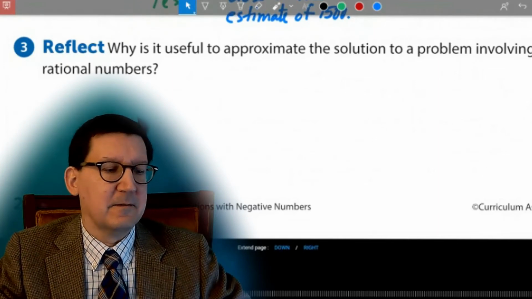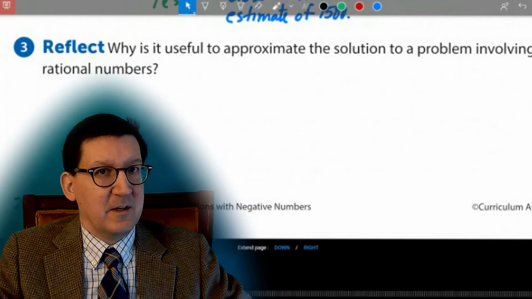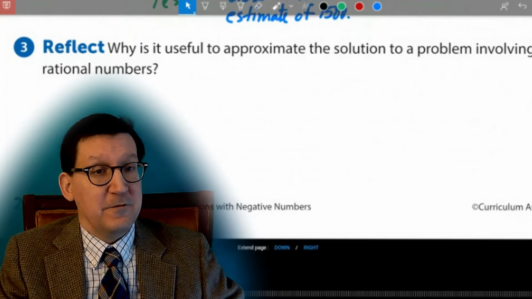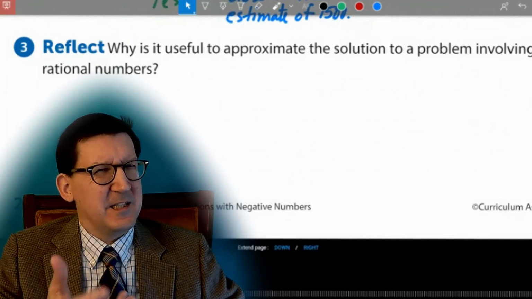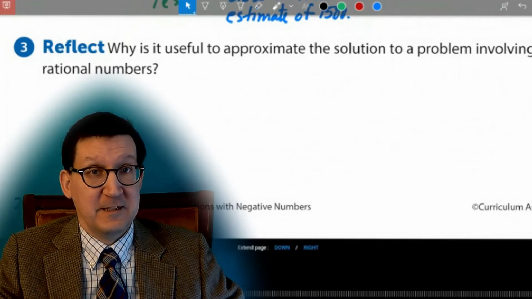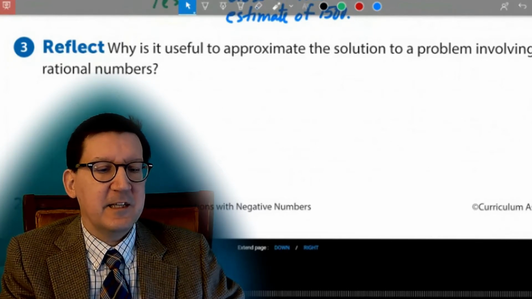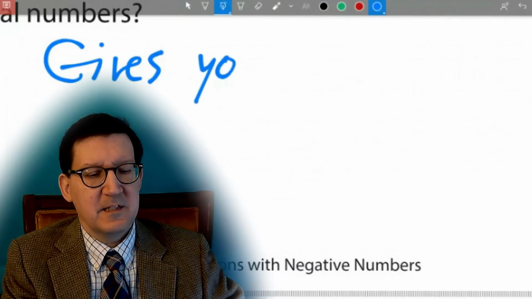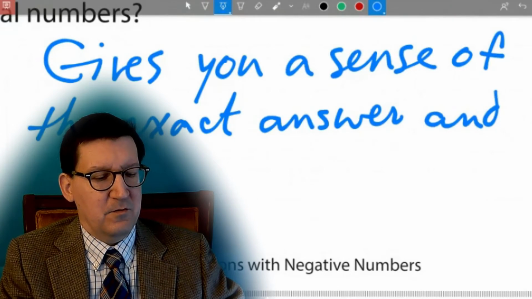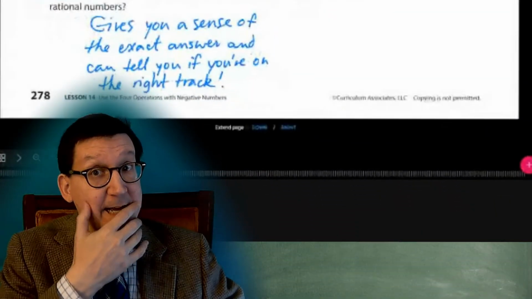Why not just work it out once? Well, it gives you an idea of where you're going, right? It's always easier to go someplace if you have an idea of where you're going first. So if you approximate the answer, it'll give you a sense of the size of where you're going. It can help you decide if your answer is right, or if you've done something wrong, have to go back and try another solution strategy. So we can say it gives you a sense of the exact answer, and can tell you if you're on the right track.